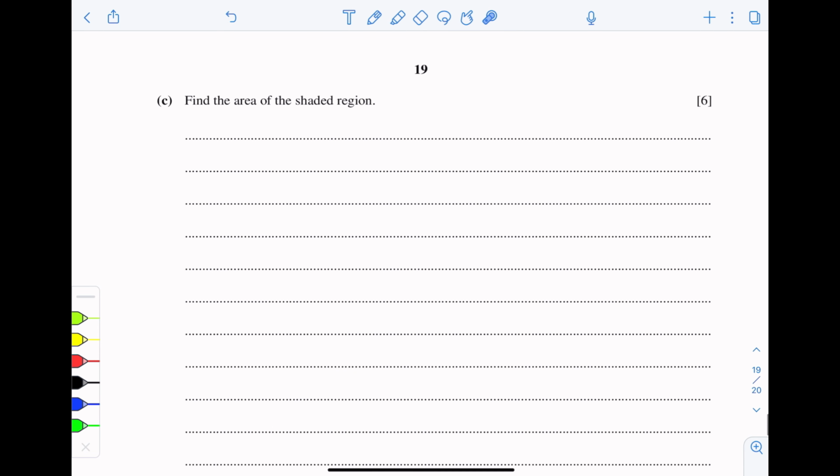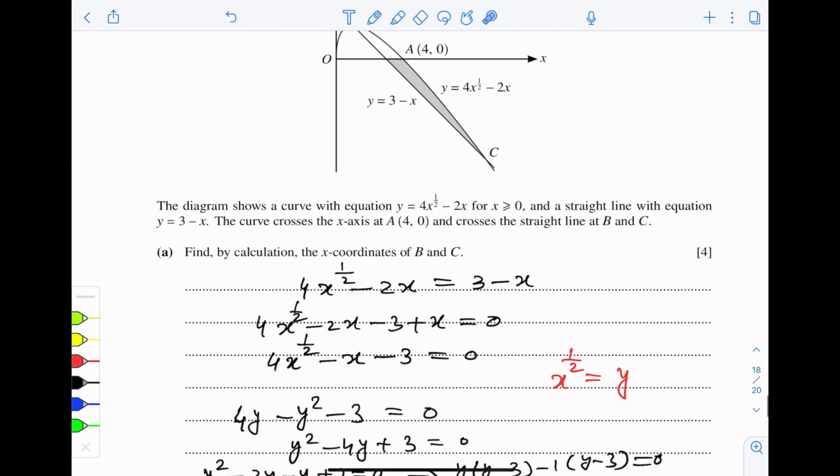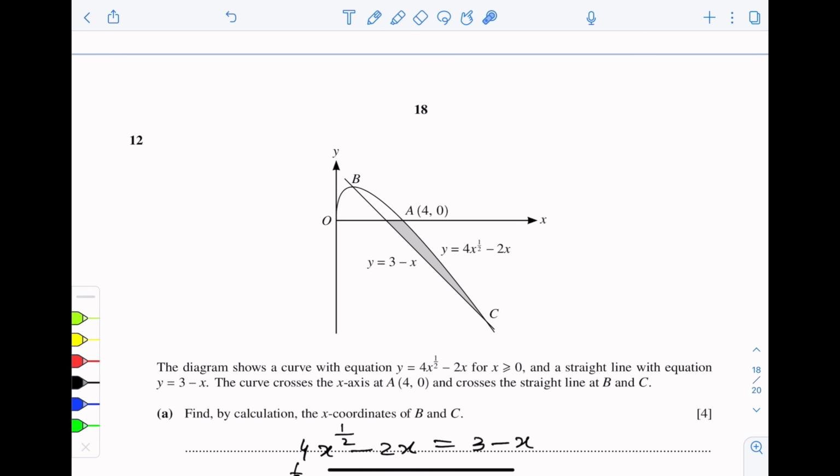Now the next part of this question is find the area of the shaded region. So shaded region, look at this curve. The shaded region is this. Now we will split it. Here we will do some construction so that we can find this shaded area.